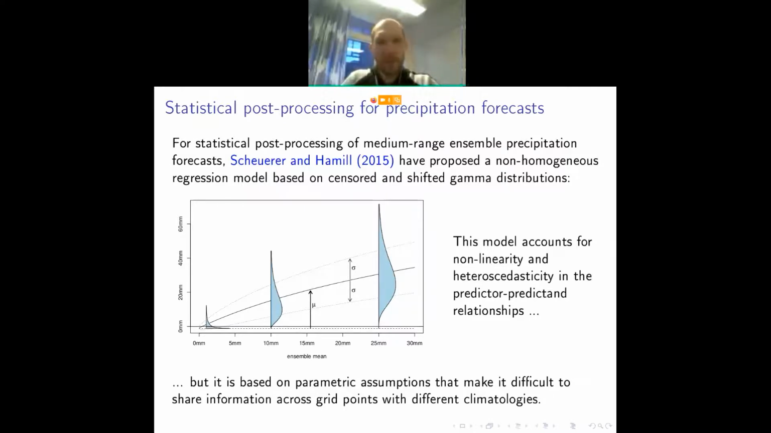And we felt that in a subseasonal context, it would be good to make more efficient use of the overall data and share data across different locations. That turned out to be relatively difficult with these models, as the parameters don't always have a straightforward interpretation and therefore not a straightforward connection across space. And that's why we tried a different approach based on neural networks.